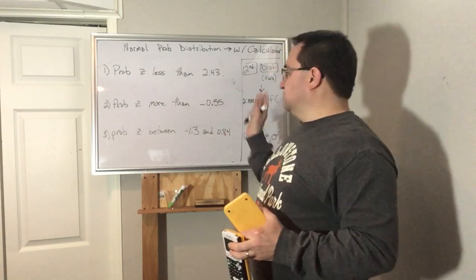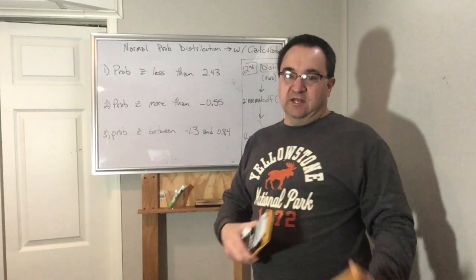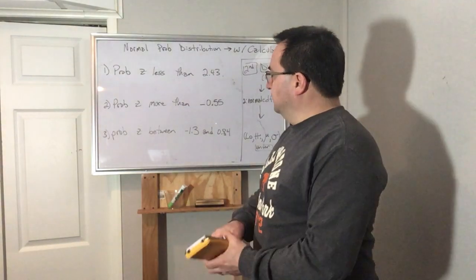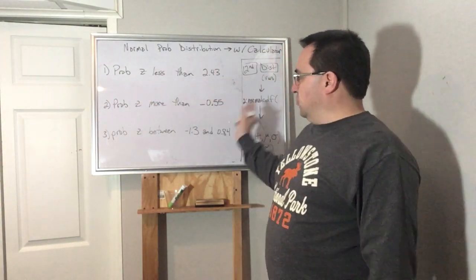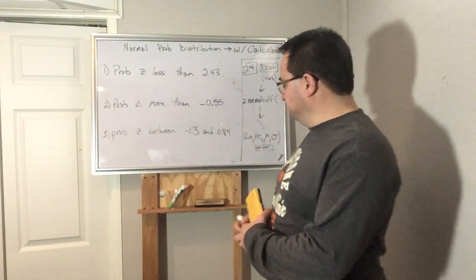So you'll want to just watch how we're processing it, and then you'll find where to find your buttons on the 89. Alright, so we're doing probability Z less than, more than, between. You're going to like this a lot. It's a lot easier than using the tables.